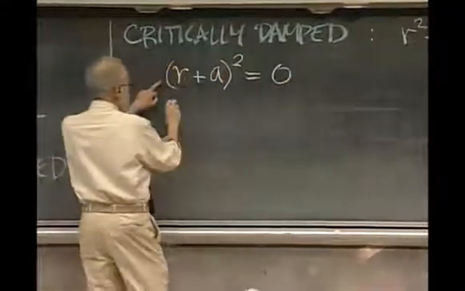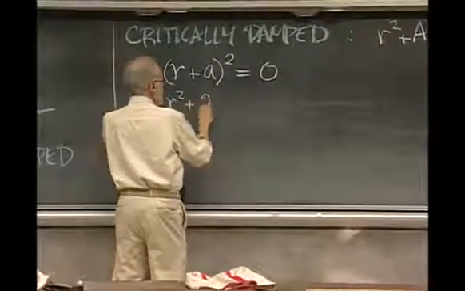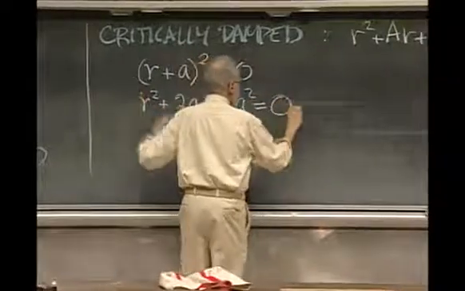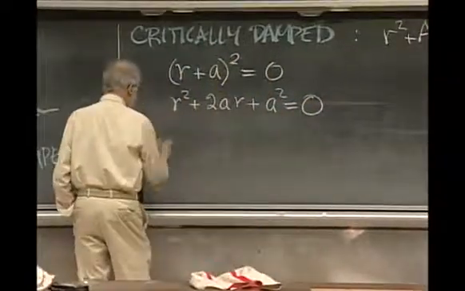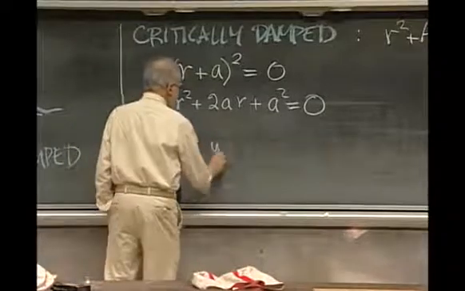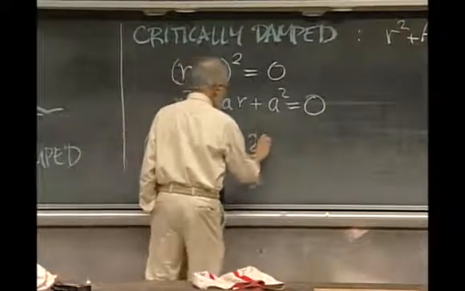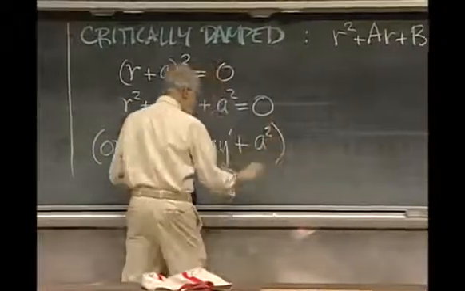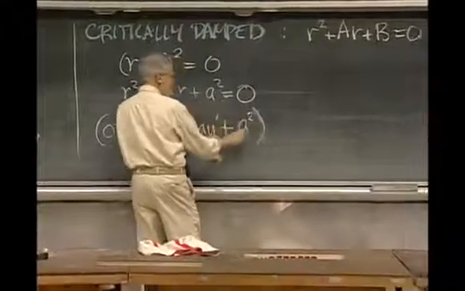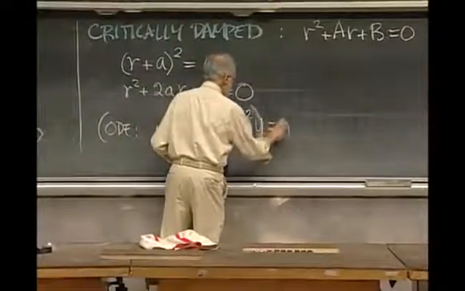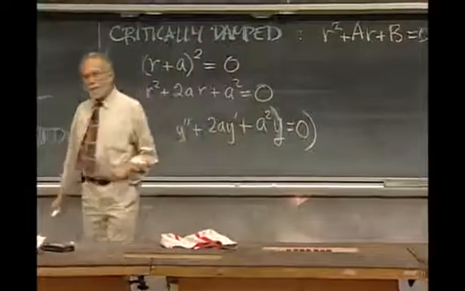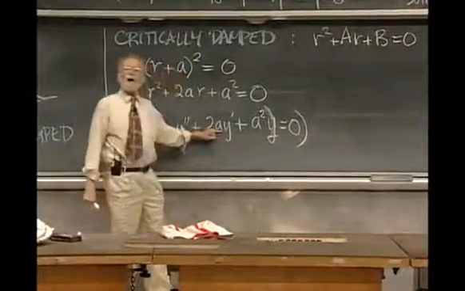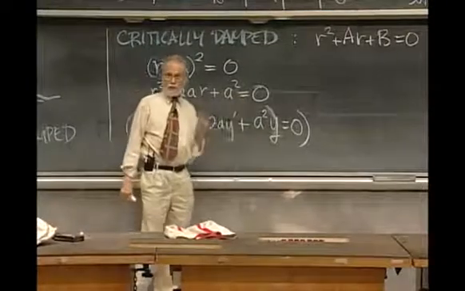And that means the equation is of the form r squared plus 2ar plus a squared equals 0. In other words, the ODE looked like y double prime plus 2ay prime plus a squared y equals 0. The damping and the spring constant were related in this special way. For a given value of the spring constant, there was exactly one value of the damping which produced this in-between case.